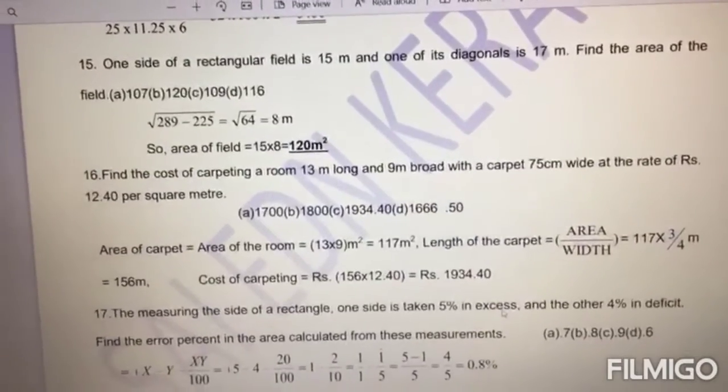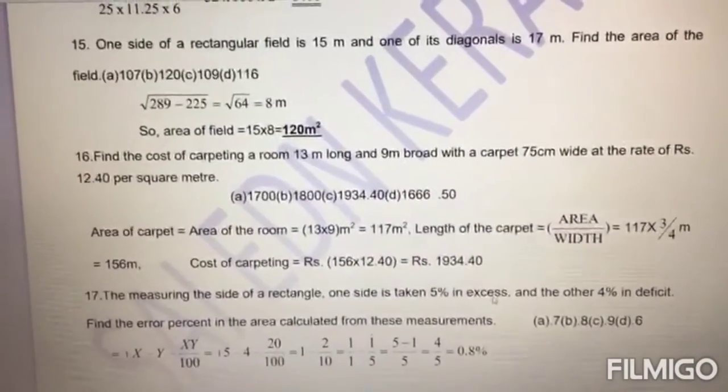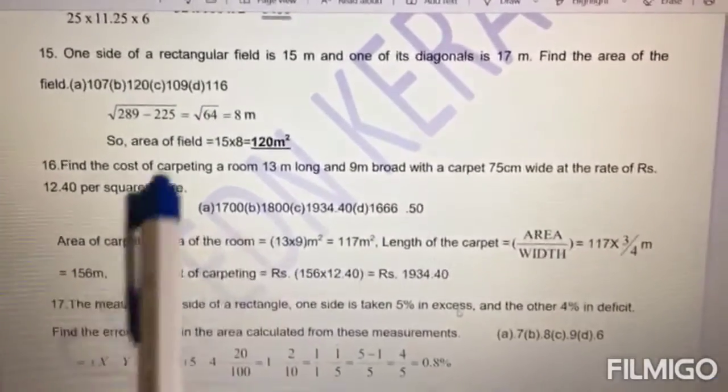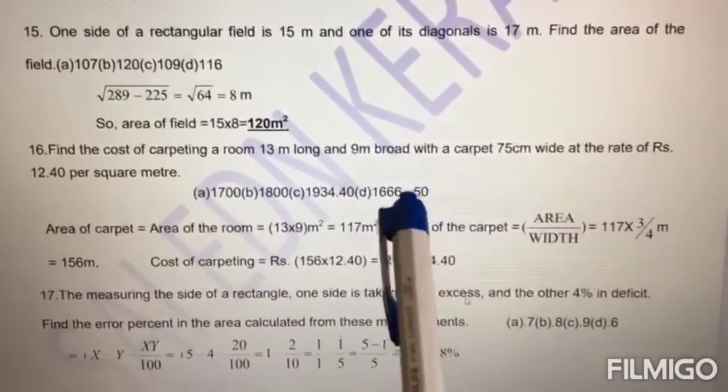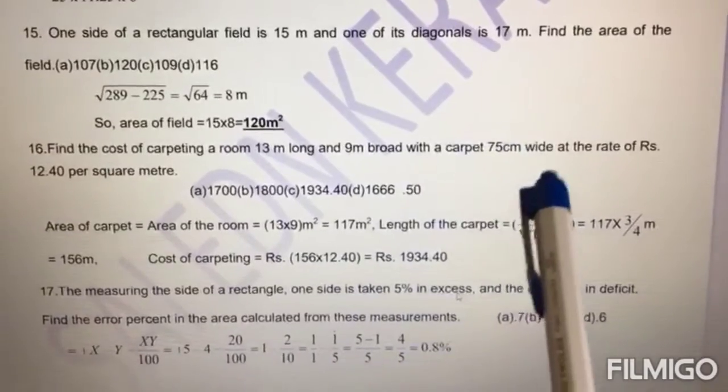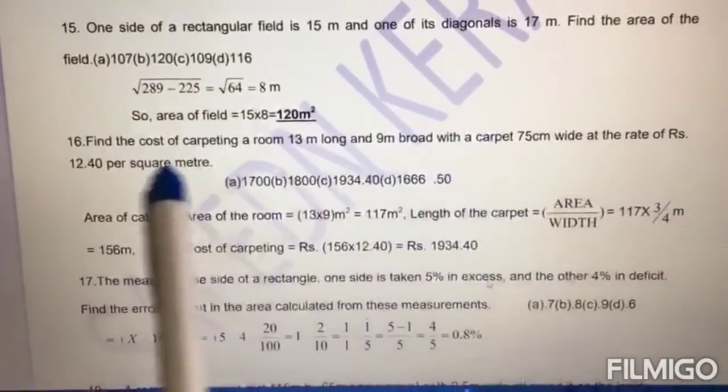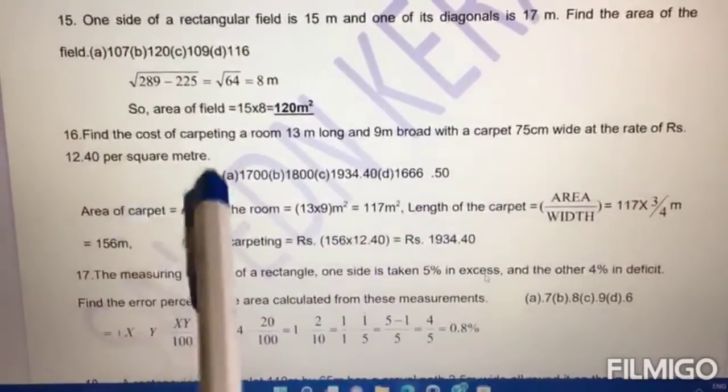We finished number 15 last class. Let's look at number 16. Find the cost of carpeting a room 13 meters long and 9 meters broad with a carpet 75 centimeters wide at the rate of rupees 12.4 per square meter.